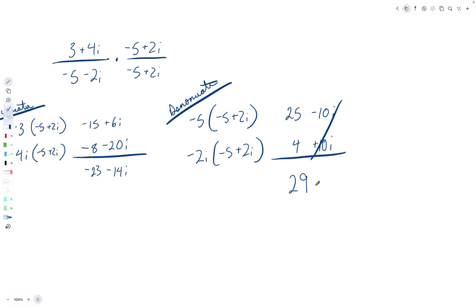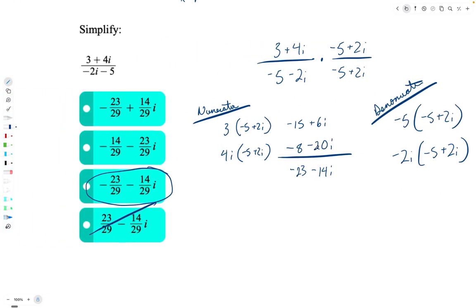Numerator, denominator. And because this has an i, we don't write it in one fraction. We split it because this is an imaginary number, so we don't put it with the real number. We move it over and separate it out. And that's how we would solve for that.